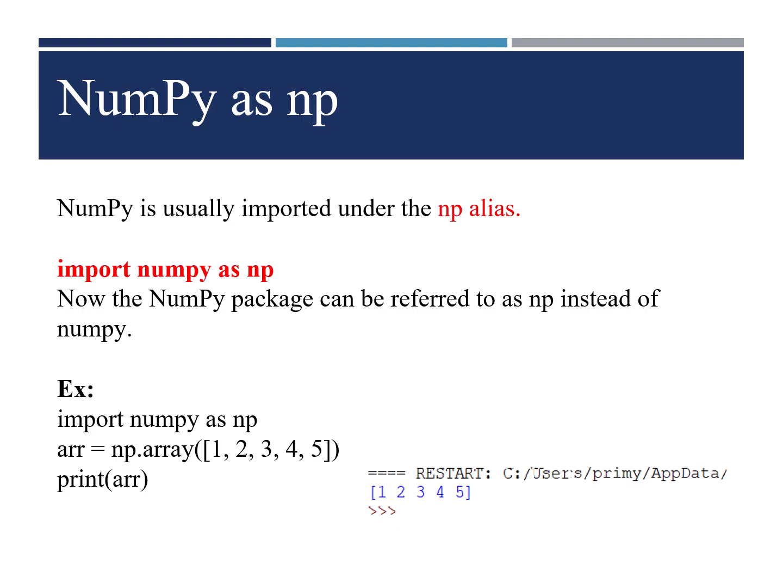NumPy as np. NumPy is usually imported under the np alias. So: import numpy as np. Now the NumPy package can be referred to as np instead of numpy. It is just an alternative name. Here is an example. Import numpy as np, and in the next line we have arr equal to np.array of, within the square brackets, the collection of values. Now when I print arr, we get the output 1, 2, 3, 4, and 5.